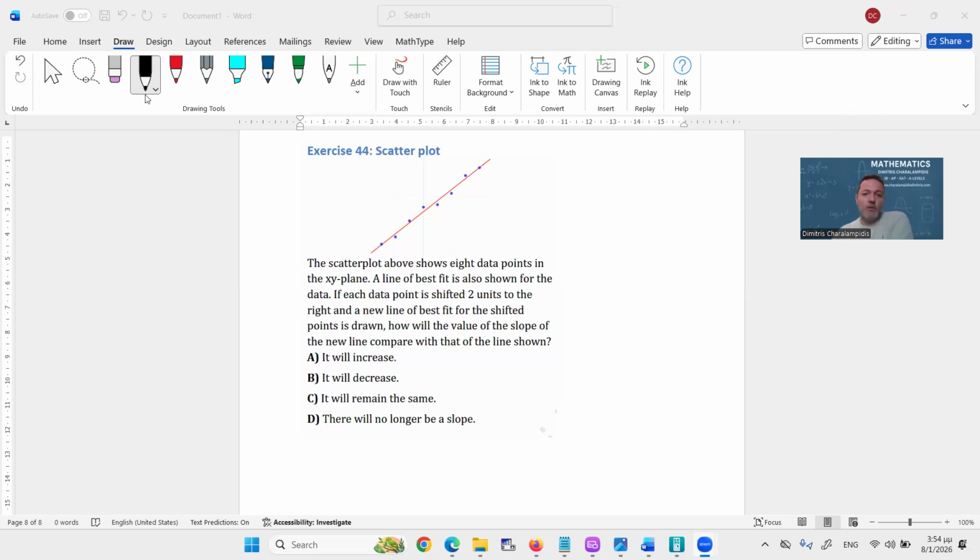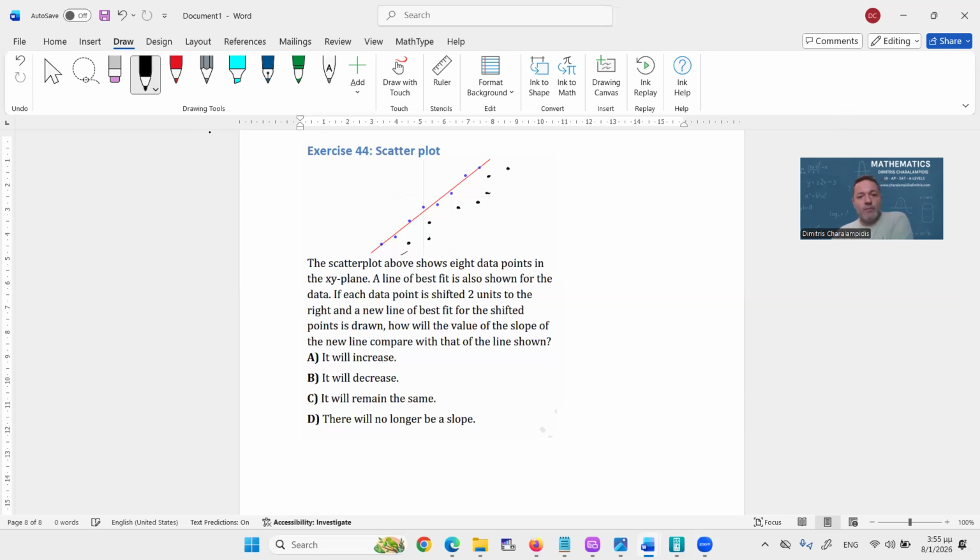Look, we know that each one of these 8 points should be shifted 2 units to the right. So it could be like this, like that, like this, perhaps like this, like that, like that, a bit like this, or like that.